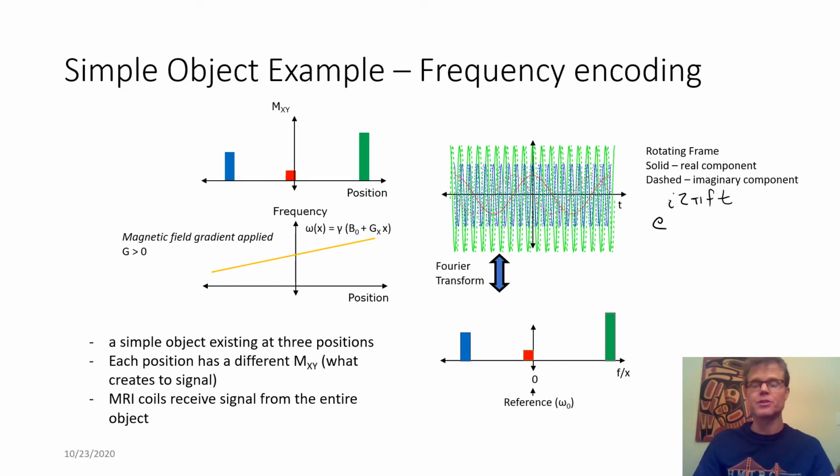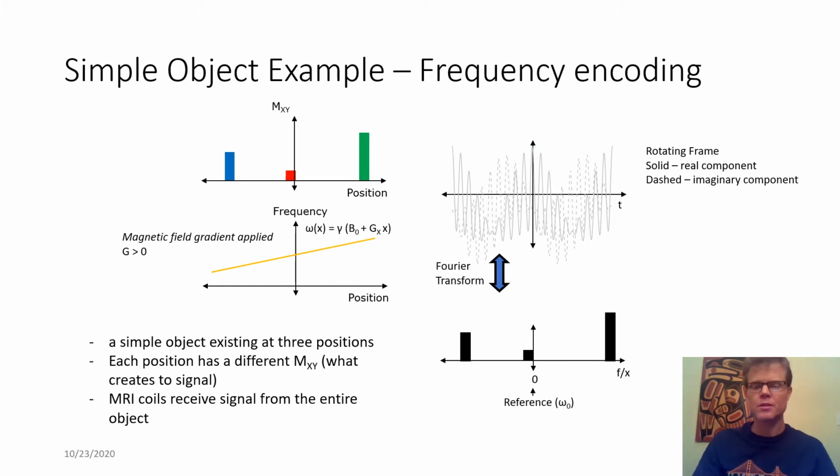Okay, so this is a good situation now. We've got frequency encoding happening here. We have different frequencies in our signal, and this is what our actual signal would look like. Our signal is not the individual curves that I showed on the last slide. It's the sum of those. That's what our RF coil receives. It's the sum from all of these different positions.